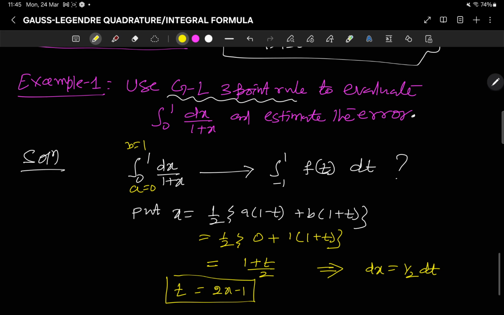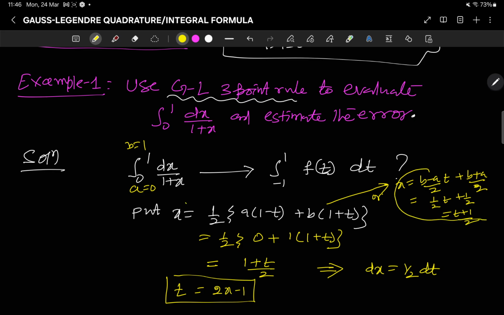You may use this or you may use this, whatever you recall. x is equal to (b minus a) by 2 t plus (b plus a) by 2, whatever formula you recall. So this will be b minus a, b is here 1, so 1 by 2 t, plus 1 by 2, right? It is here (t plus 1) by 2. So you may remember this or this, whichever is convenient.